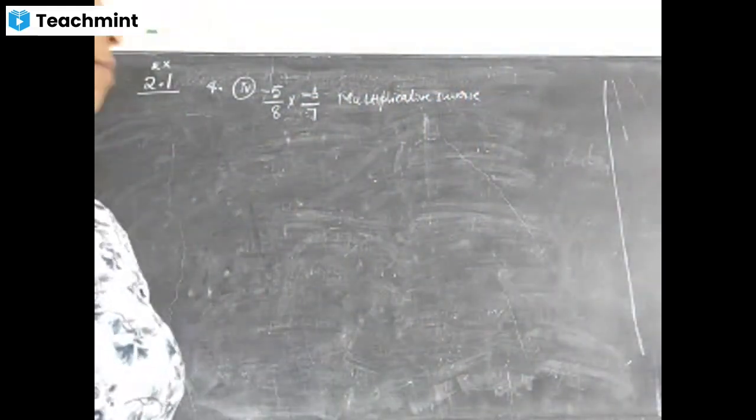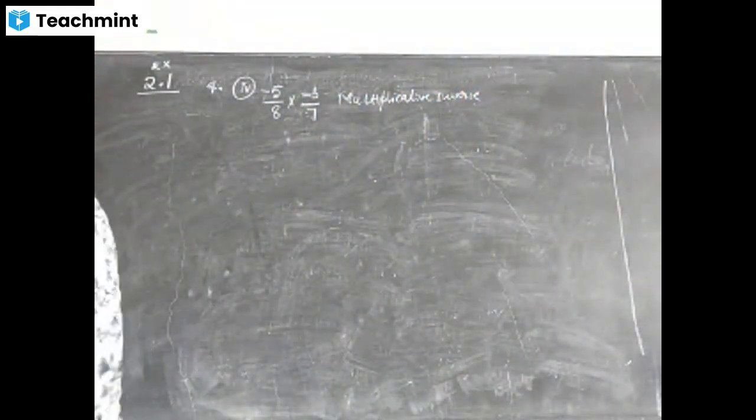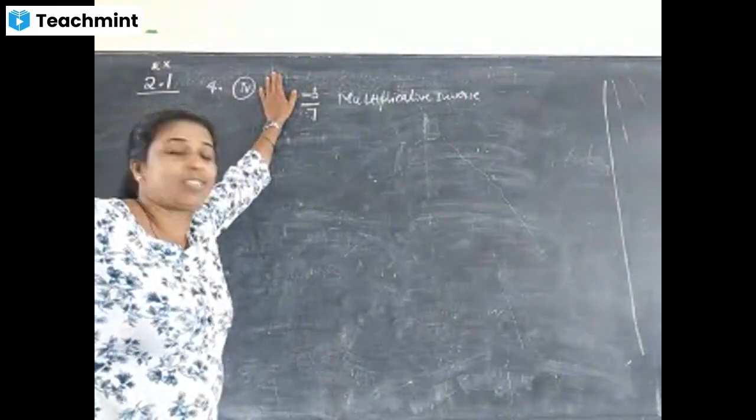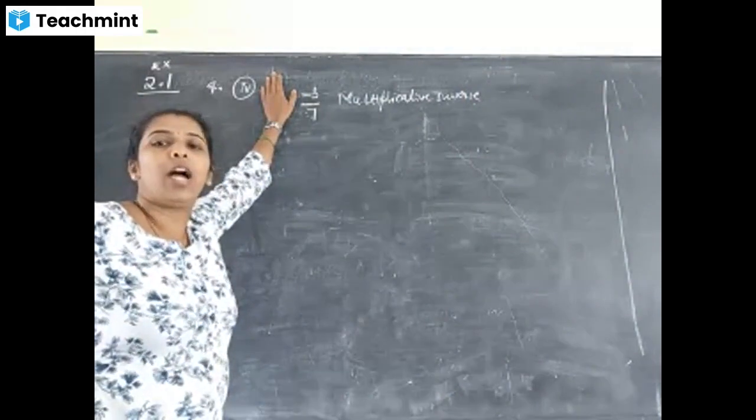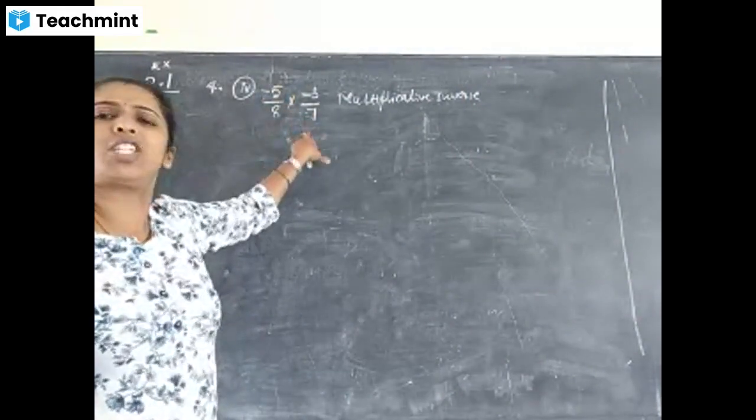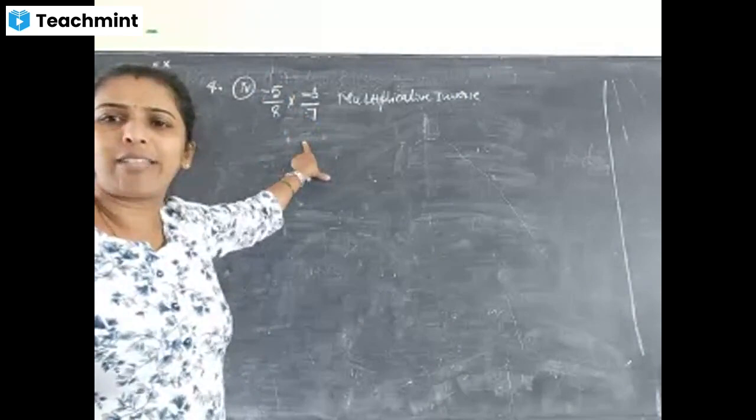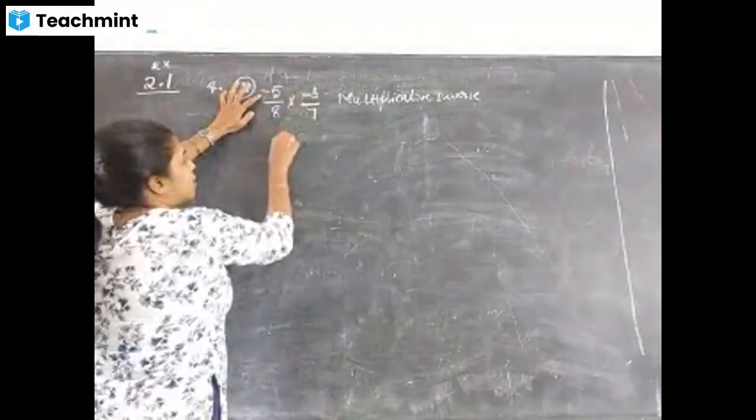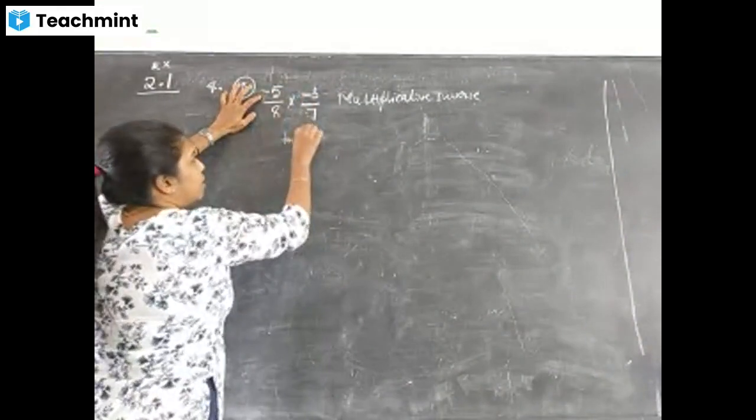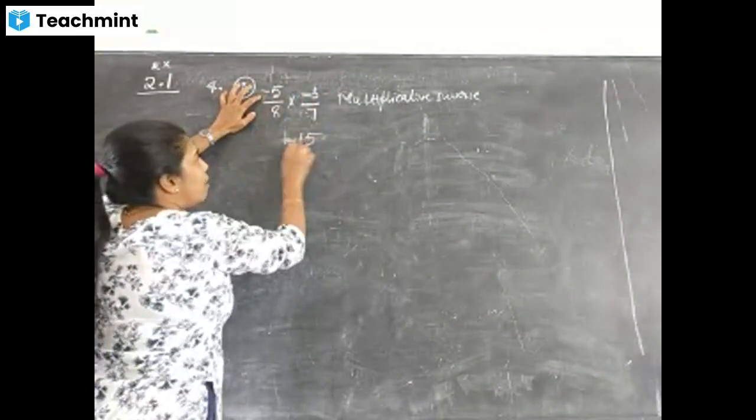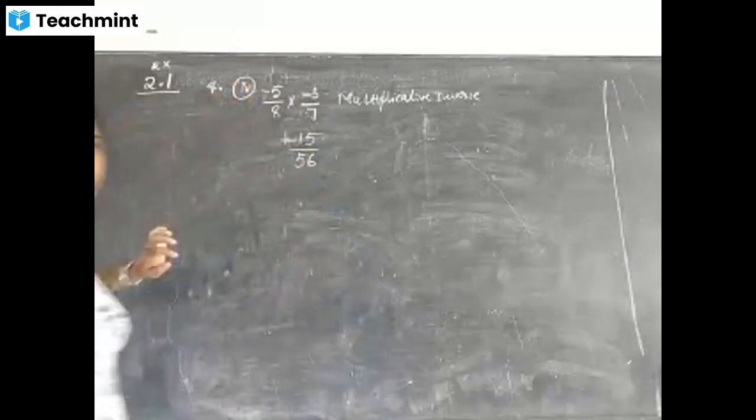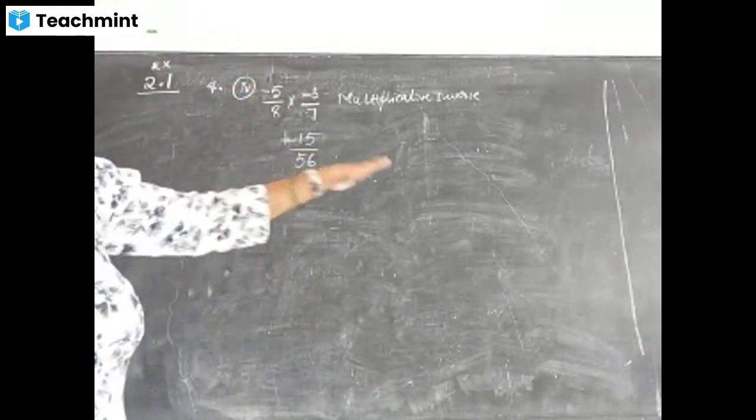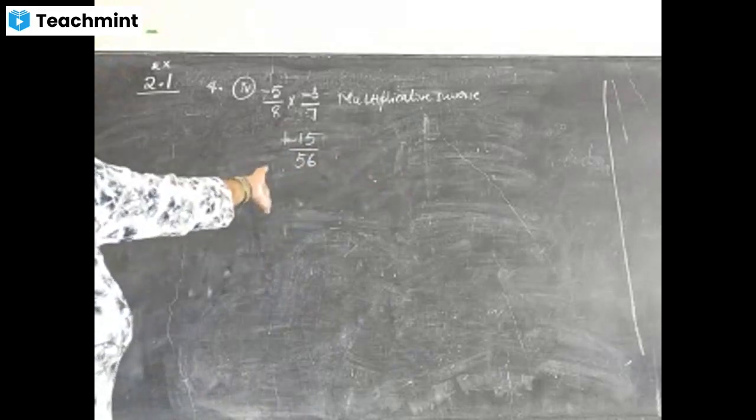Multiplicative inverse. Here, whenever multiplicative inverse is asked, they give a single number, but here two numbers are given just to confuse you, that's all. Nothing, you multiply first. Multiply the given numbers: minus minus plus, 5 threes are 15, 7 eights are 56. Now you write the multiplicative inverse of this number.